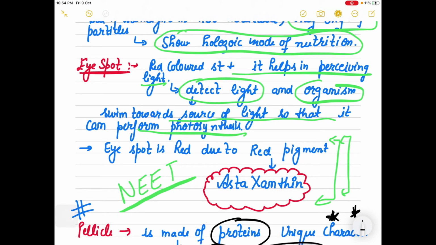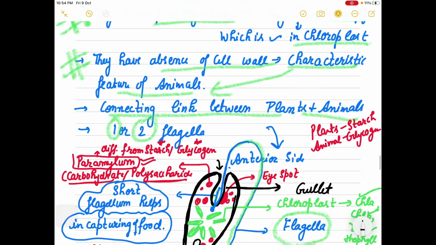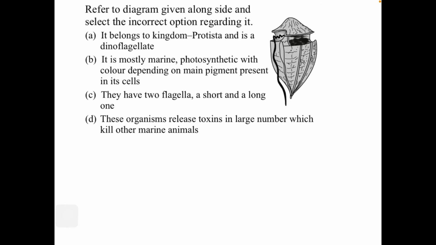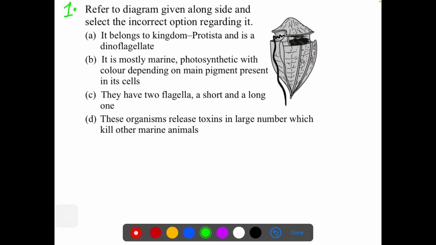So now this is the time for a little recapitulation. Whatever you have studied about the diatoms, dinoflagellates, Euglena, let's take a look. Let's quickly see which kind of questions are asked from this topic. Let's see our first question. It will help you understand the topic more easily. Refer to the diagram. Just look at the diagram very carefully and select the incorrect option regarding it.